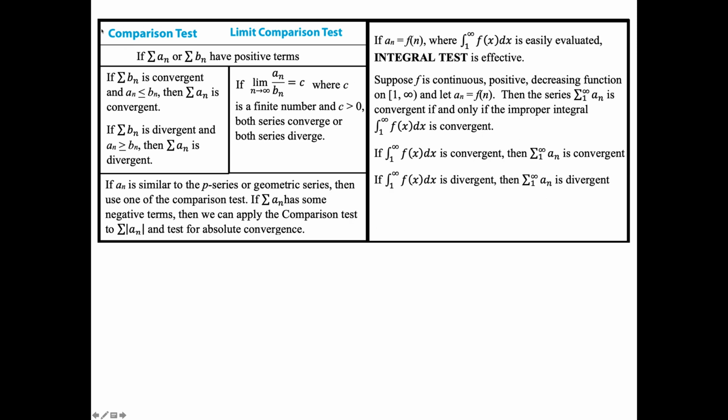Also remember with the comparison test that if you have some negative terms that you can throw in the comparison test and make a test for absolute convergence first, because if that's true, then if it's going to converge absolutely, then it's going to converge no matter what. If that doesn't work, remember that little flow chart we made that you go to your alternating series test and then to see if it converges conditionally.